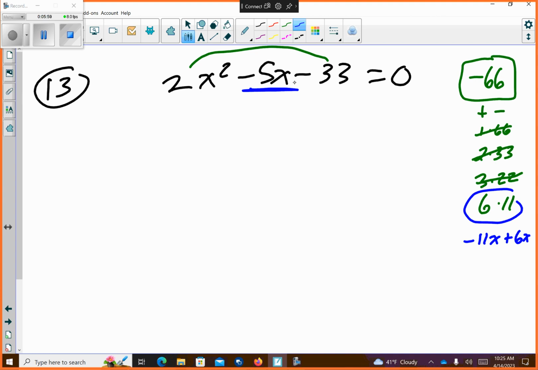Morgan, I'm going to give you a choice. Stop putting fun stuff on there, and we're going to get to some math, all right? Deal?